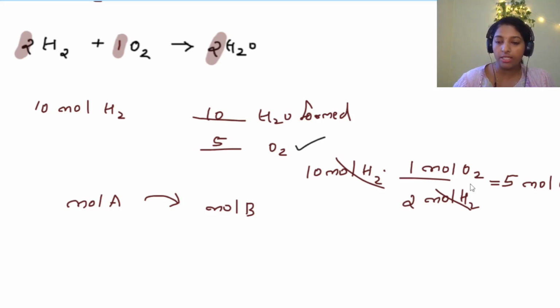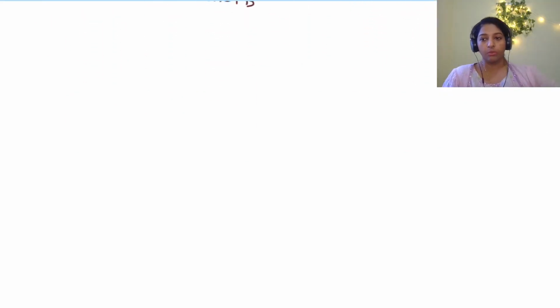Okay, through dimensional analysis, this is the way. So moles of A, you are converting to moles of B. You are using the mole ratio, like moles of A have to be at the bottom and moles of B have to be at the top. Okay, that ratio you need to use. That is the first thing. Okay, now what is my question?